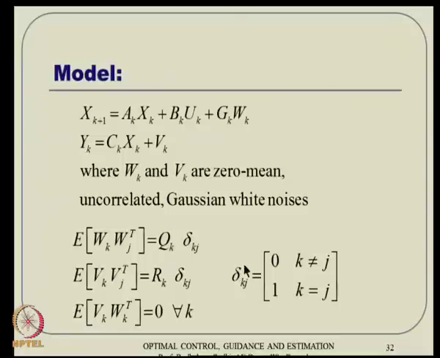So, when you take the expected value of w k times w j transpose, it is Q k provided j is equal to k, otherwise it is 0. Similarly, the expected value of v k times v j transpose is R k provided j is equal to k, otherwise it is 0. And because of orthogonality, they are uncorrelated. So, that means the expected value of v k times w k transpose turns out to be 0.